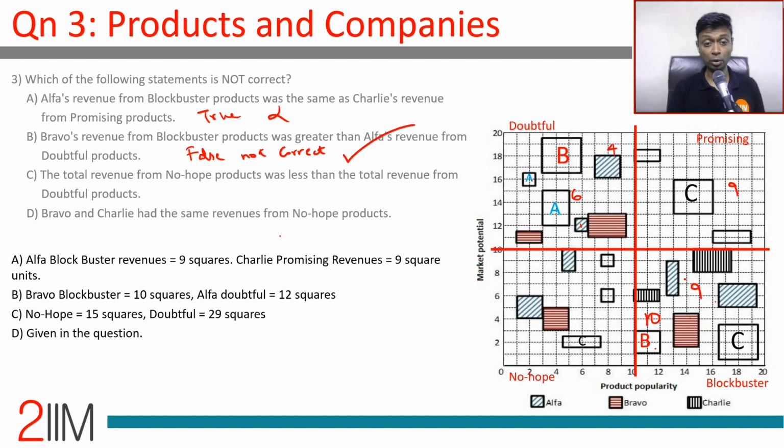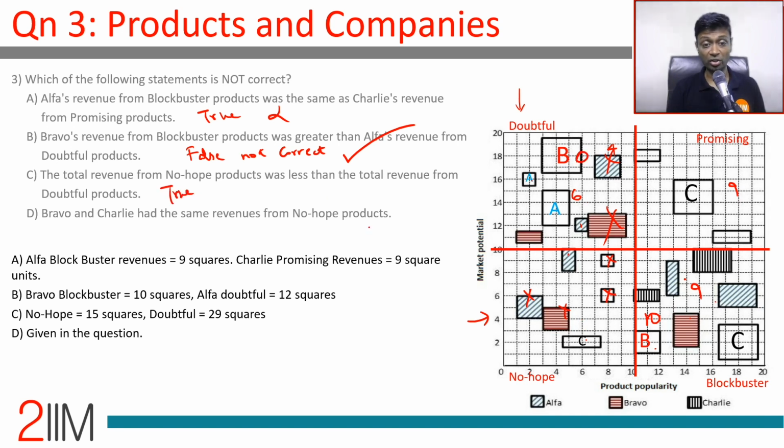The total revenues from No Hope products was less than the total revenue from Doubtful products. Doubtful is a bigger part than this, and we can see clearly this 4 and this 4 get cancelled. And so there is a 6 here. 4 plus 1 will get cancelled with a 6. There is a 2 plus 3, 5 here. This alone is 9. So this is definitely true.